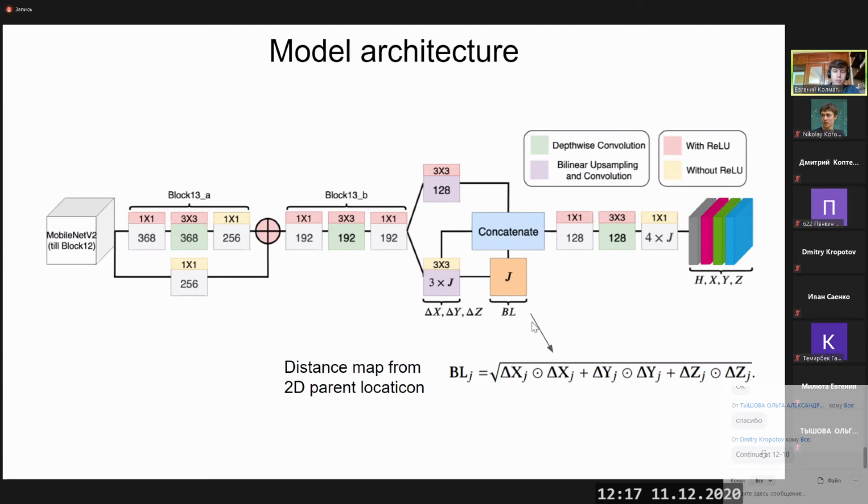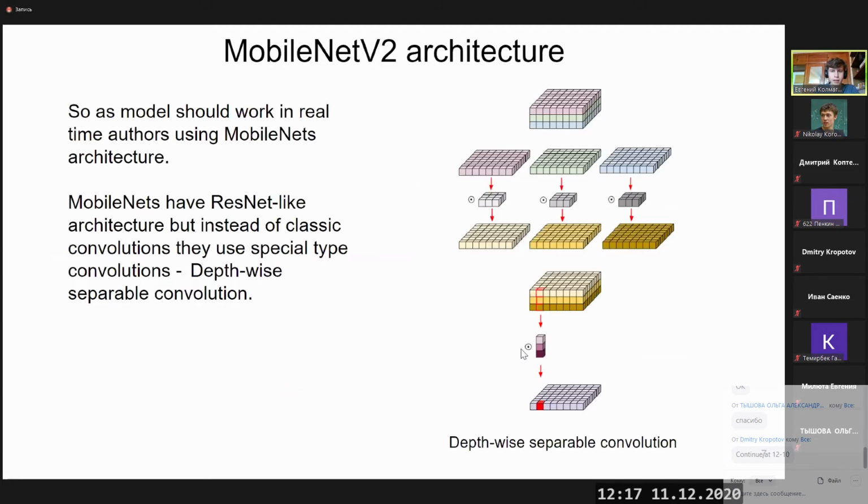Here are depicted MobileNet convolutions, which speed up the time of prediction and decrease memory consumption. Here we have one convolution kernel, and this convolution kernel is applied to each channel. After that, these feature maps are concatenated, and after concatenation, they apply pointwise convolution.